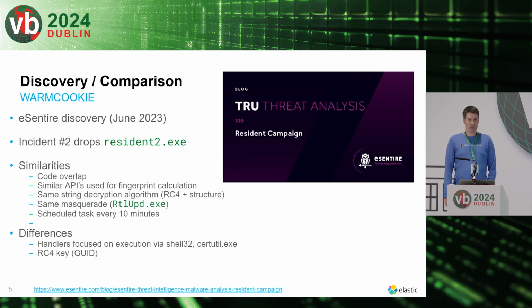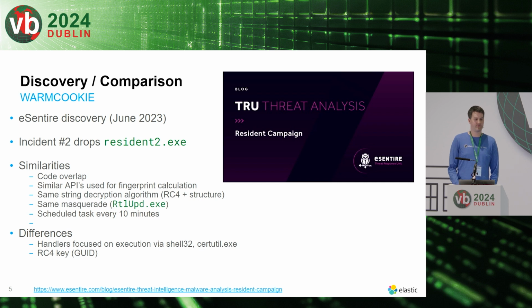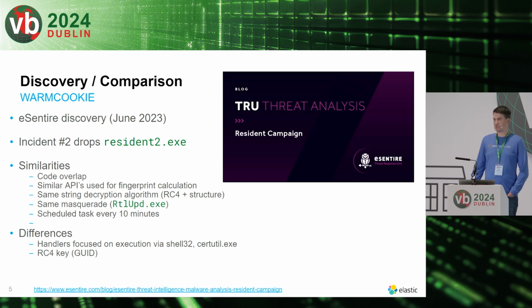So to get started with WARMCOOKIE, we have to start with the first eSentire discovery. This was in June 2023. They did a really cool job. They dropped about 4 different incidents. In one of those incidents, number 2, they talked about a file that was dropped called resident2.exe. This was the early version of WARMCOOKIE.